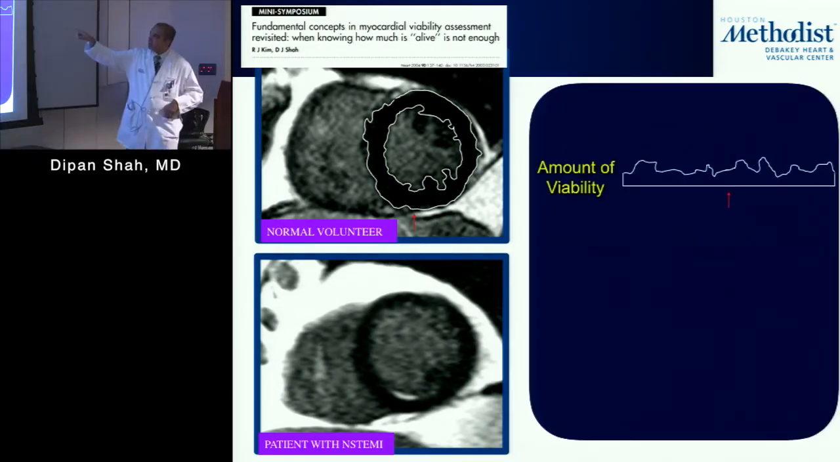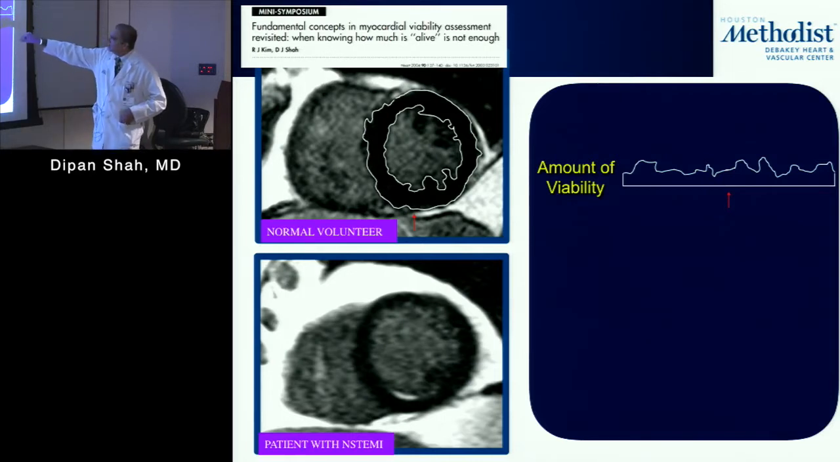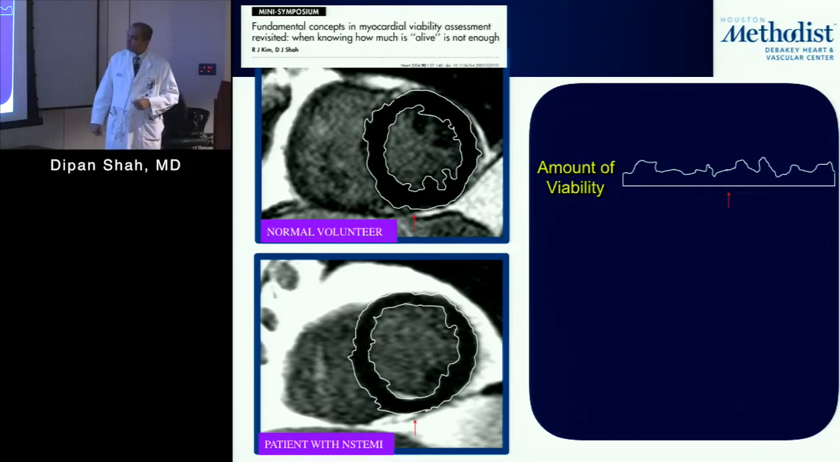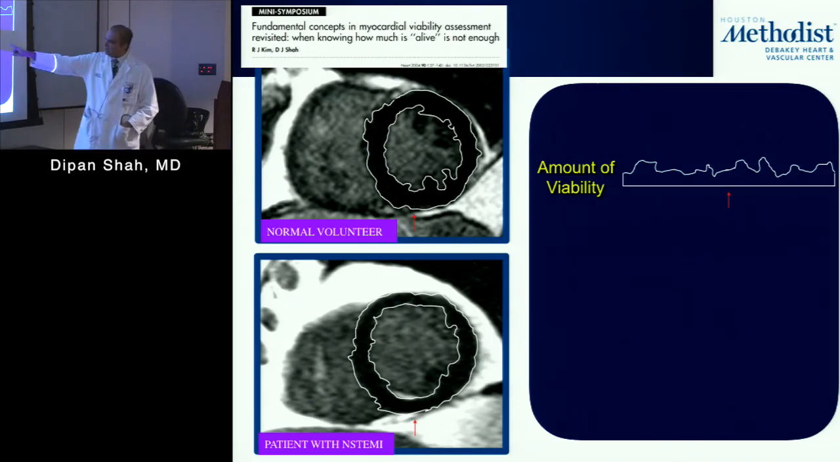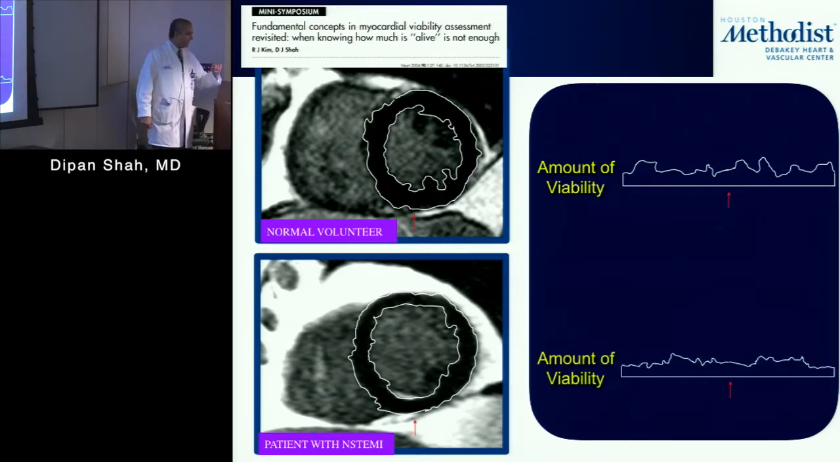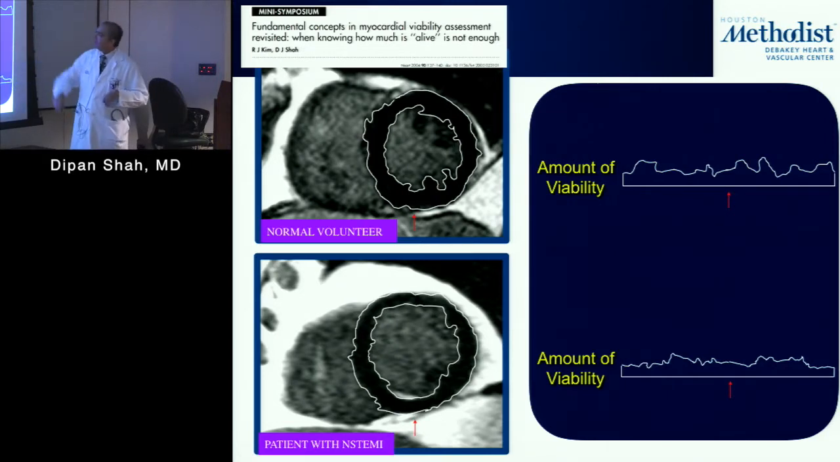If I show you this first patient on the top here, which is just a normal volunteer, not a patient, and I actually display this out for you in a linear fashion, you can see that the amount of viable myocardium is actually variable. Now, let's look at the second case, which is a patient with an infarct, with evidence of fibrosis here in the inferior wall. Again, if I trace the epicardium and the endocardium on my late gadolinium enhancement CMR, and I open this up for you, the red arrows represent where the arrow is along the inferior wall.